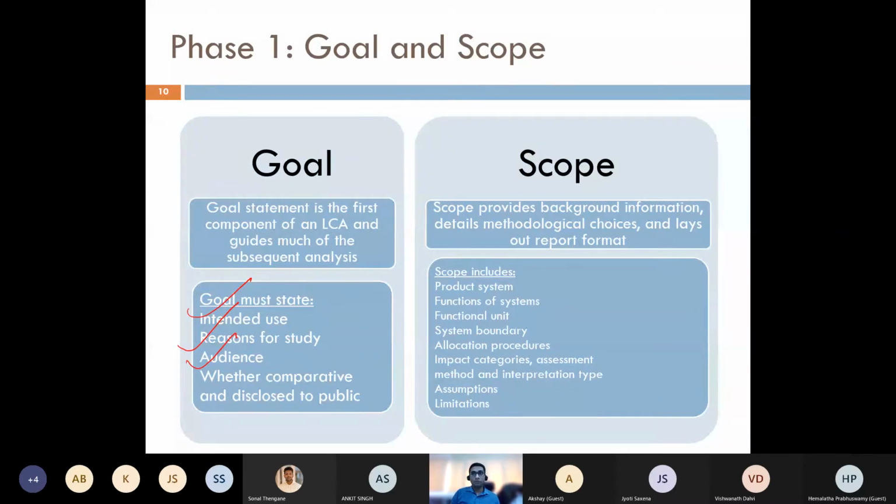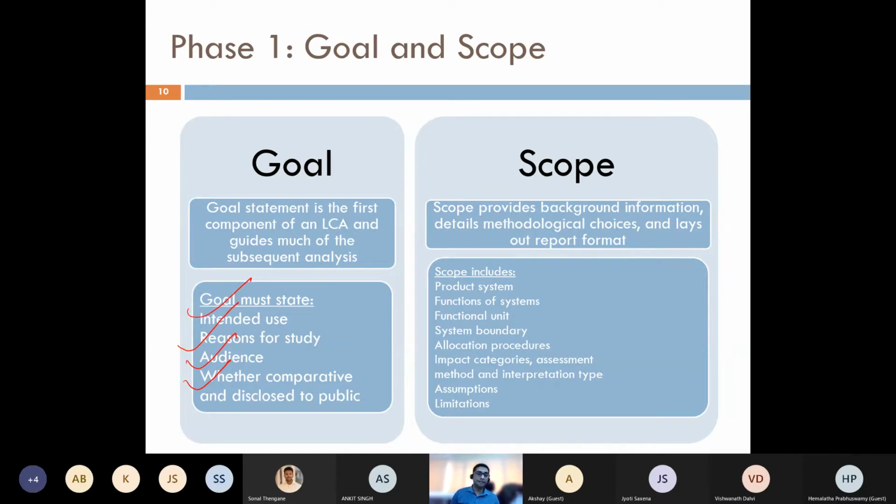So the LCA could just be intended to be done for a particular factory or a particular private firm. So it needs to be mentioned. If the audience is the government or any ministry, it needs to be mentioned. If the aim is a broader audience like anyone, it needs to be mentioned. Whether it's comparative or whether you're doing a standalone study, that needs to be defined. Whether it could be disclosed to the public or is confidential is again something you need to define.